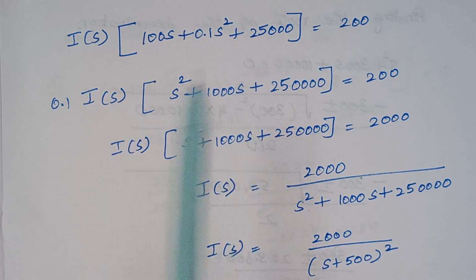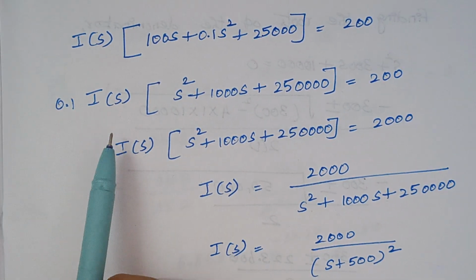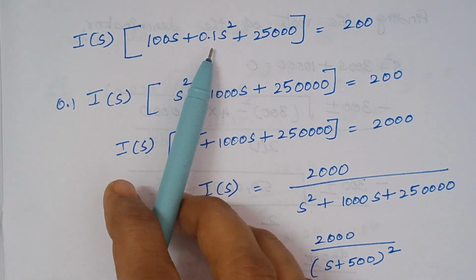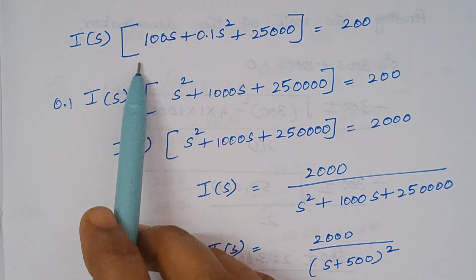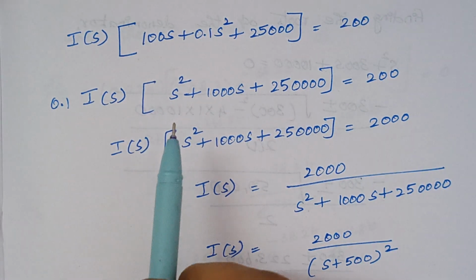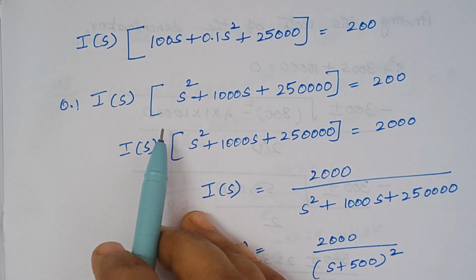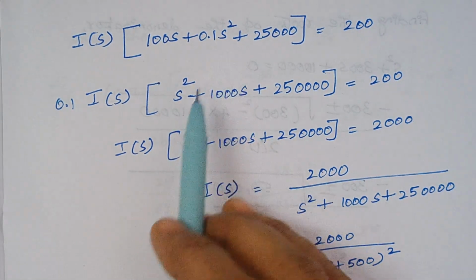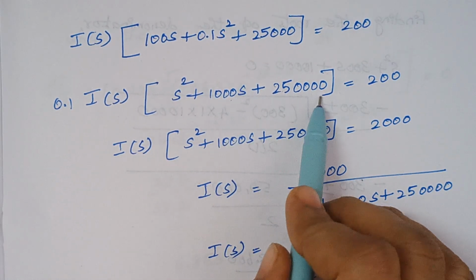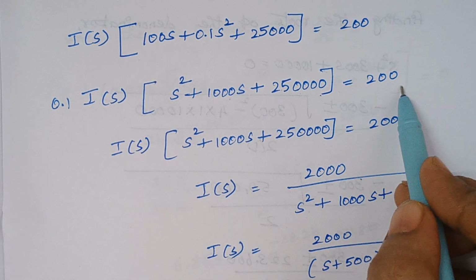Now the next thing is, we are going to take 0.1 commonly outside, right? When you take 0.1, you have to divide this entire expression by 0.1. That is the meaning, right? So once you take 0.1 outside, what happens? S square plus 1000s plus 250,000, which is equal to 200.